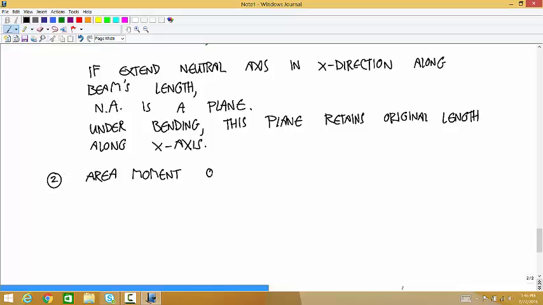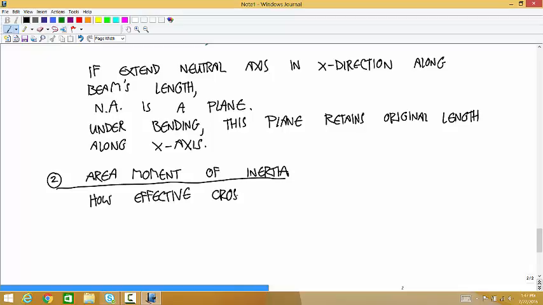The area moment of inertia. This is a measure of how effective a cross-sectional shape is at resisting bending.